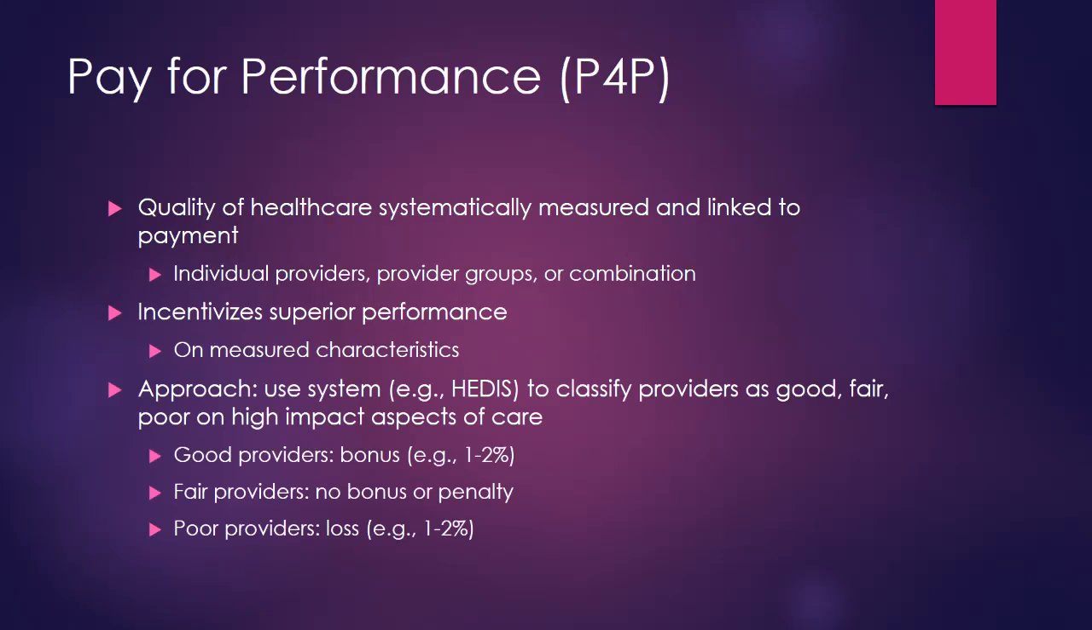So the approach in the pay-for-performance system is to use some robust healthcare data source like HEDIS to classify providers as good, fair, or poor on these high impact aspects of care. So, for example, providers who are classified as good, who do kind of better than average, might get a bonus of 1 or 2%, while the fair providers, those within kind of a standard deviation or whatever limit of average, would just not have any bonus, but also not be penalized. And then those poor quality providers could actually lose money, so they would pay 1 or 2%.